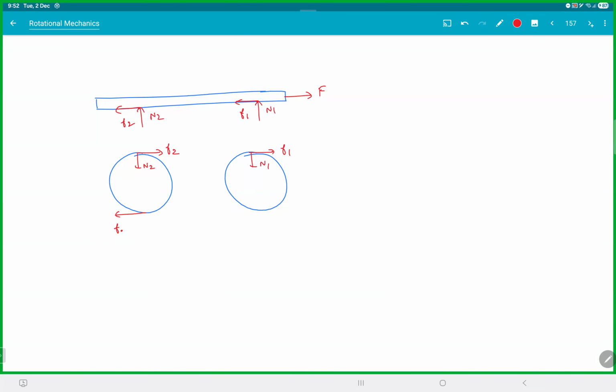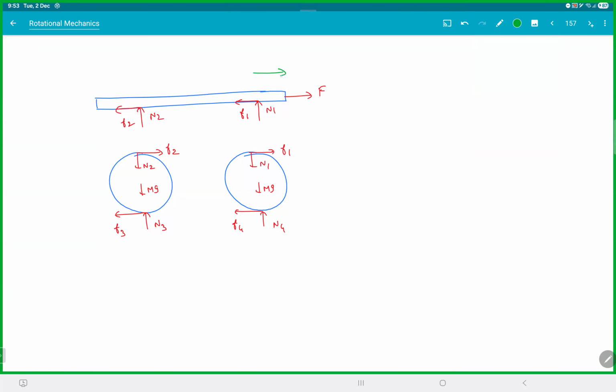Now there'll be one more friction here, F3. There'll be one more friction here, F4. Your own weight, mg. You have N3, you have N4. Check. This would be a free body diagram. If both had been solid cylinders, your life would have been a little easy. But let's see what happens now.